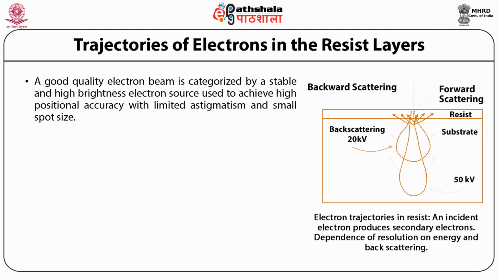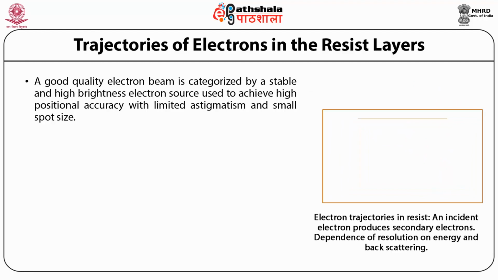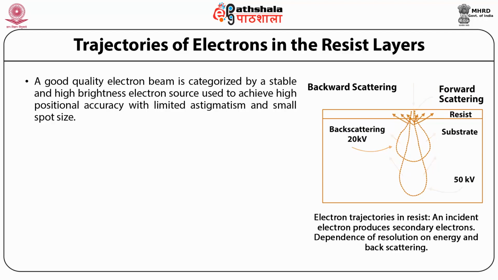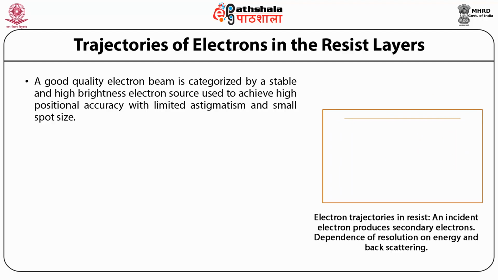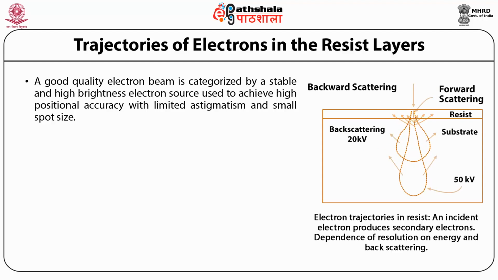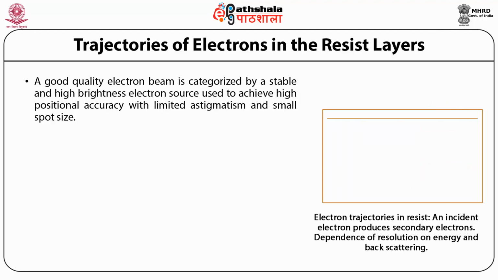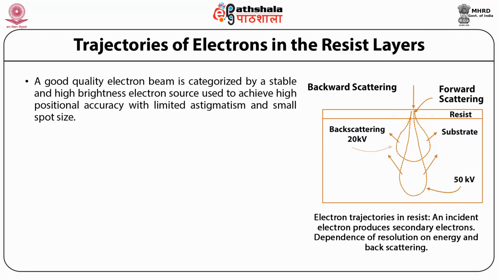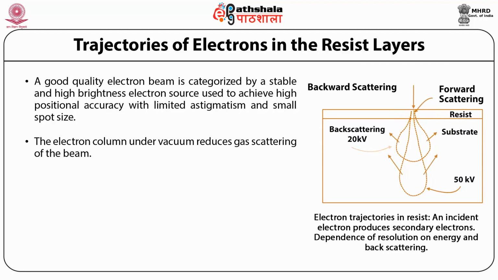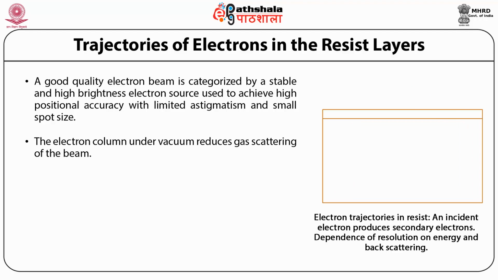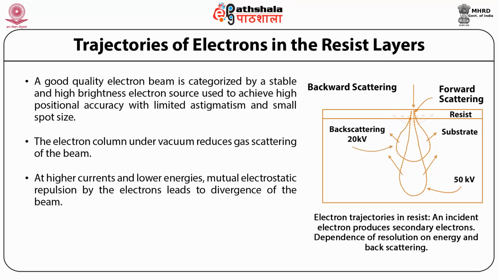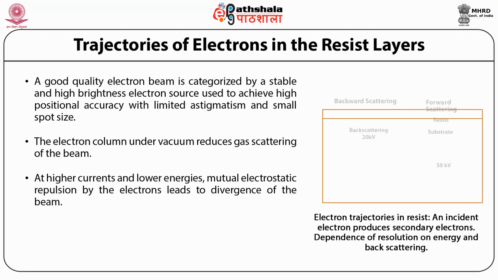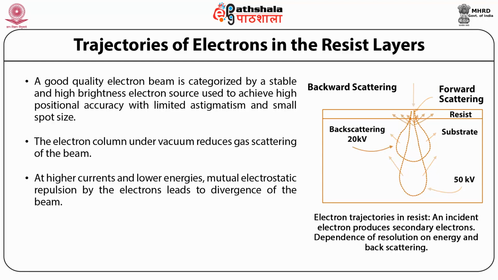A good quality electron beam is characterized by a stable and high brightness electron source used to achieve high positional accuracy with limited astigmatism and small spot size. The quality of the spot is determined by the electron optics and degree of focus. The electron column under vacuum reduces gas scattering of the beam. At higher currents and lower energies, mutual electrostatic repulsion between the electrons leads to divergence of the beam.